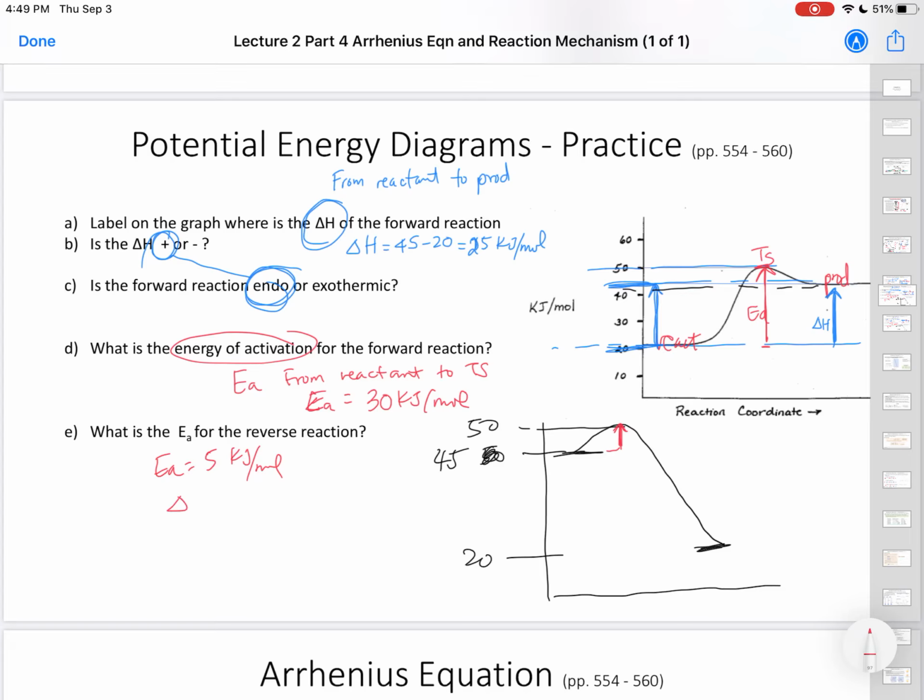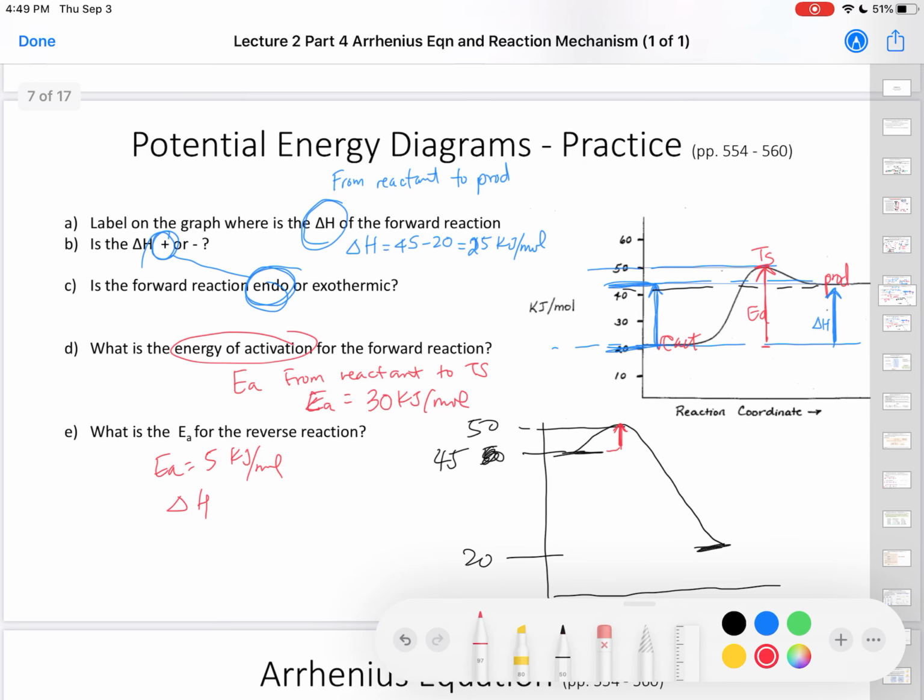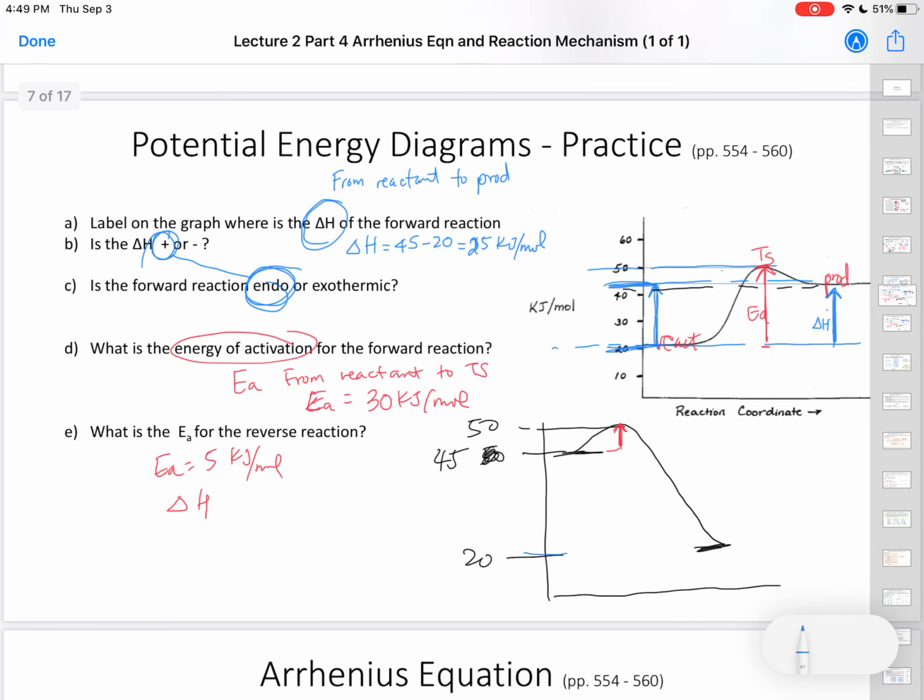Okay, if they had asked you what is the delta H, it would again be from the starting material to the product. So really it would be 45 minus 20. Again, it would be down because it is negative. So it would be minus 25 kilojoules per mole. Okay, hopefully this gives you a good idea of how to do potential energy diagrams. I would stop the video here and do the problem on potential energy diagrams. I believe there are 2 of them in your homework booklet.